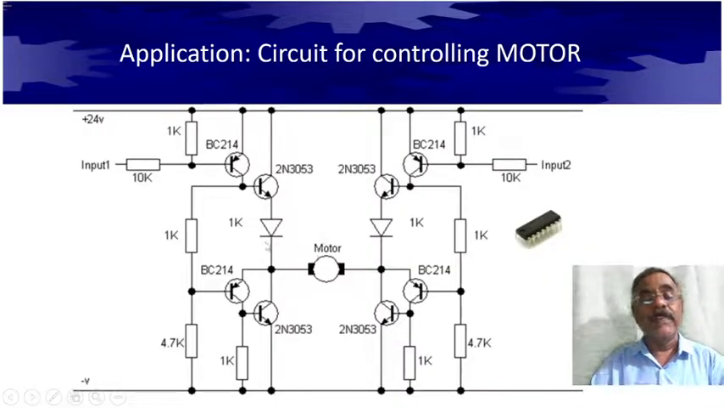So this is a practical circuit of your transistor in your linear circuit. It is a circuit for controlling a DC motor. So the speed of the motor can be controlled and the direction of the motor can be controlled over here.